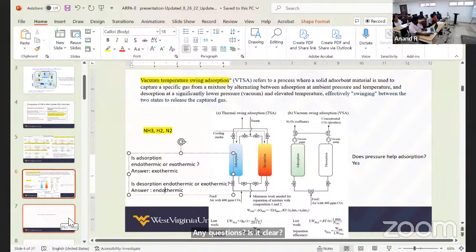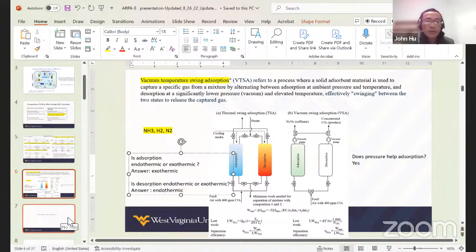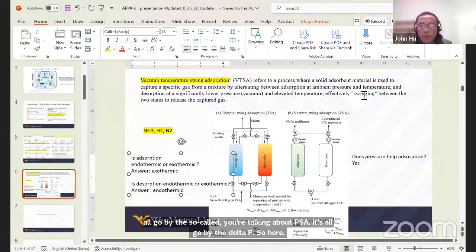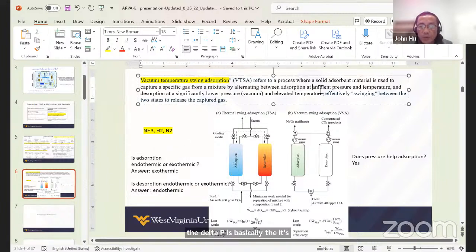What is the difference between pressure swing adsorption and temperature swing adsorption? Go to next. It's all about pressure. So-called PSA, you are talking about, it all goes by the delta P. Here the delta P is basically a vacuum and ambient pressure. See the keywords here.